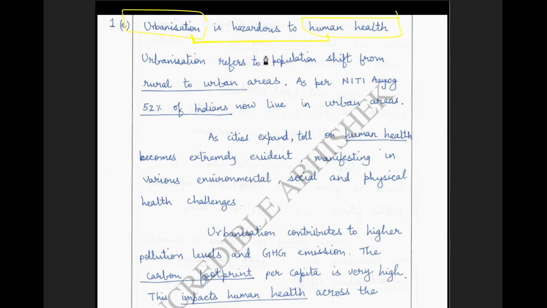So but now I'm going to show you how the knowledge from both these parts are written together and correlated, because the correlation is very important. And what is the correlation? The correlation is the word hazardous, that these two are opposite to each other. Urbanization refers to population shift. Okay, good. As per Niti Aayog.